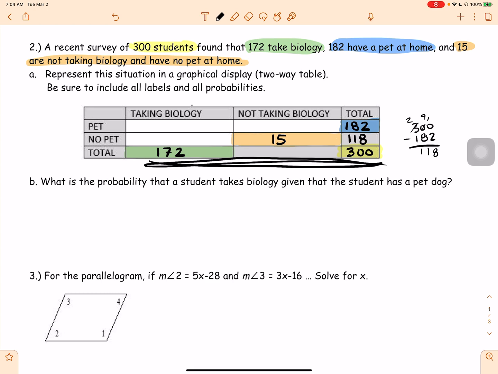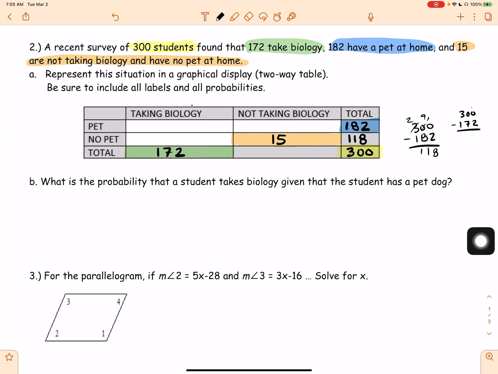So we have 172 total students taking biology. So if we subtract that from the total number of students here, we're going to end up with 128 who are not taking biology. And now what we can do is find this one and this one.